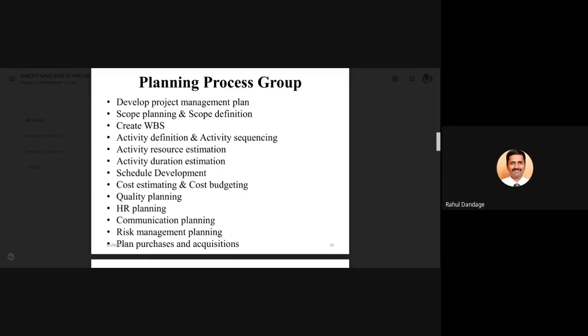Communication planning, what will be the way of communication? So when we talk about communication, it is about communication within the organization and outside the organization.